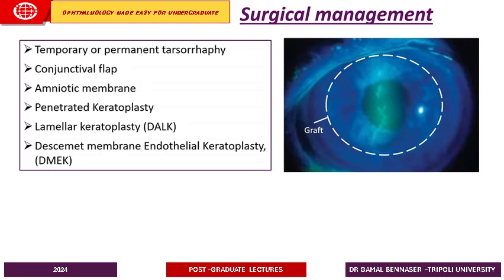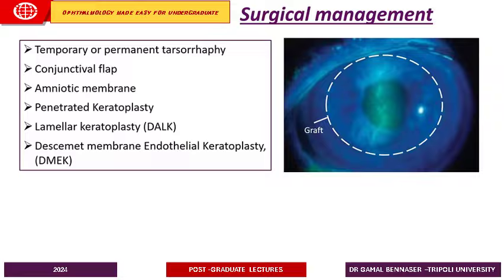Tarsorrhaphy promotes the healing of the epithelium, and this is especially useful in the presence of metaherpetic keratitis or neurotrophic keratitis. So we can do a temporary or permanent tarsorrhaphy based on the case. Also, we have a conjunctival flap and amniotic membrane graft. Now, the disadvantage of the conjunctival flap and amniotic membrane is that they will promote neovascularization of the cornea, and this might endanger the subsequent keratoplasty. However, they promote epithelial healing and contain some important enzymes that help in the healing and prevent melting of the stroma.